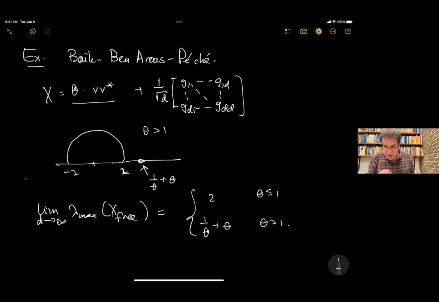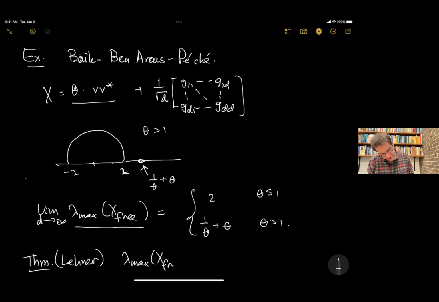This is the X free associated to this model X. Why can we do the computation? Well, it's because we have an exact formula for lambda max of X free, due to Lehner, which says there's some sort of variational formula for it. It's the infimum over positive definite matrices M of the lambda max of the expectation of M inverse plus the expectation of X plus the expectation of X bar M X bar.